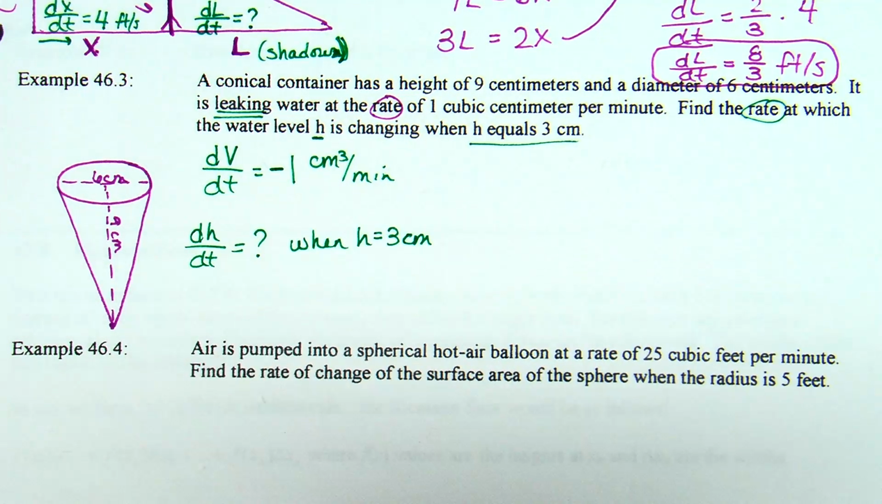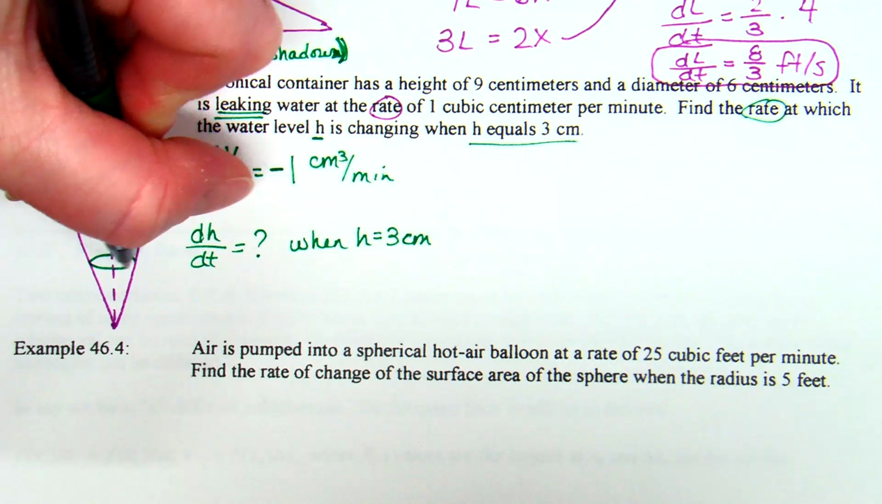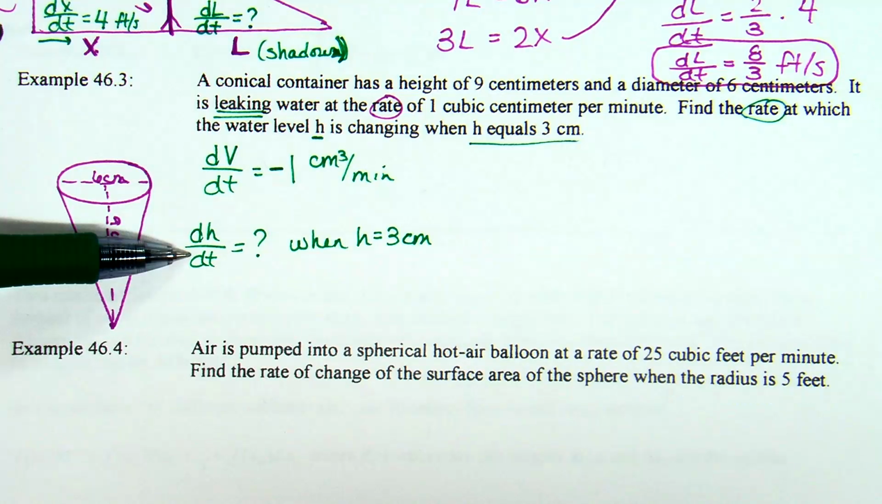Okay, so if we are looking at this picture, find the rate at which the water level H is changing. So we have some water level. I'm going to kind of try and draw in. Okay, so we're trying to figure out when that H is 3, how that water level is changing. So, right now, notice, we're talking volume and talking height. And we have a cone.